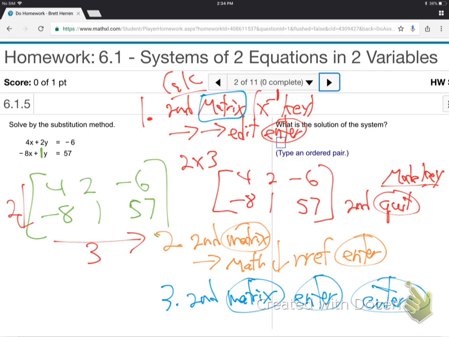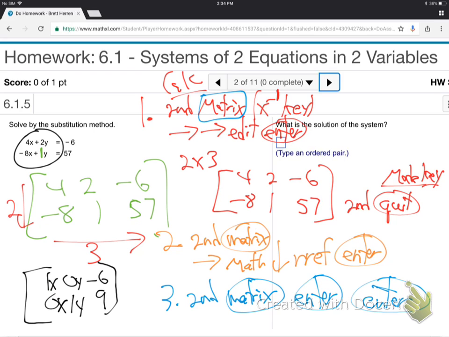Write that down. So what became of it all is 1, 0, 0, 1, negative 6, 9. You might wonder, why all those ones? Remember how in the beginning we had x's and y's? It's putting those back in. These are x's, these are y's, and there's equals here, just like in the beginning, right?